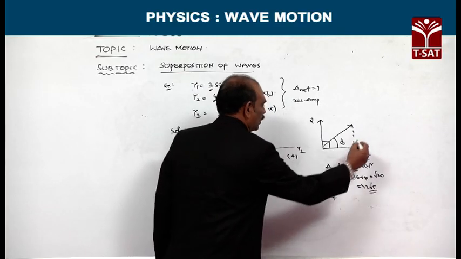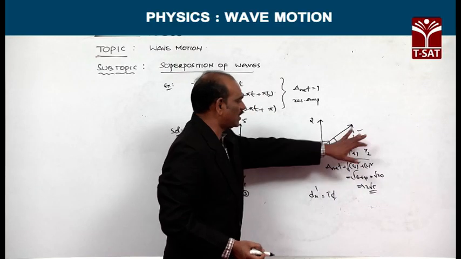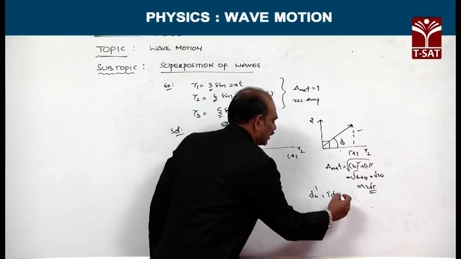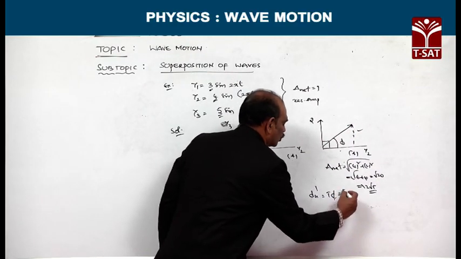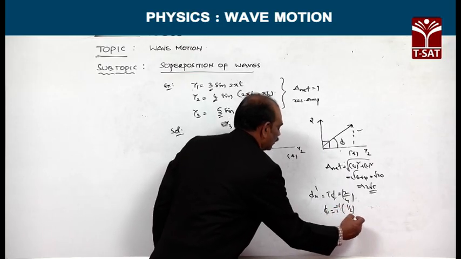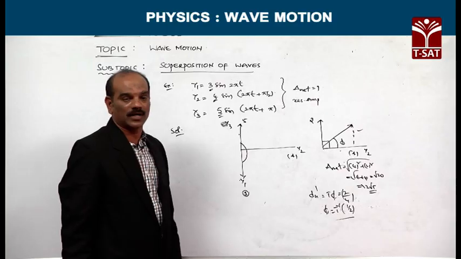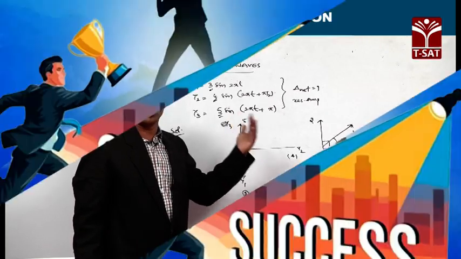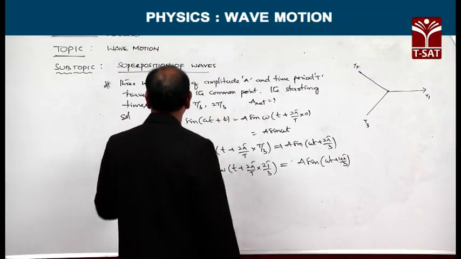Tan phi is equivalent to this by this. This is equivalent to 2, this is equivalent to 4. So tan phi is equivalent to 2 by 4, phi is equivalent to tan inverse 1 by 2. So this is the method to find out the resultant amplitude when 2 or more waves are given. Let us see one problem.